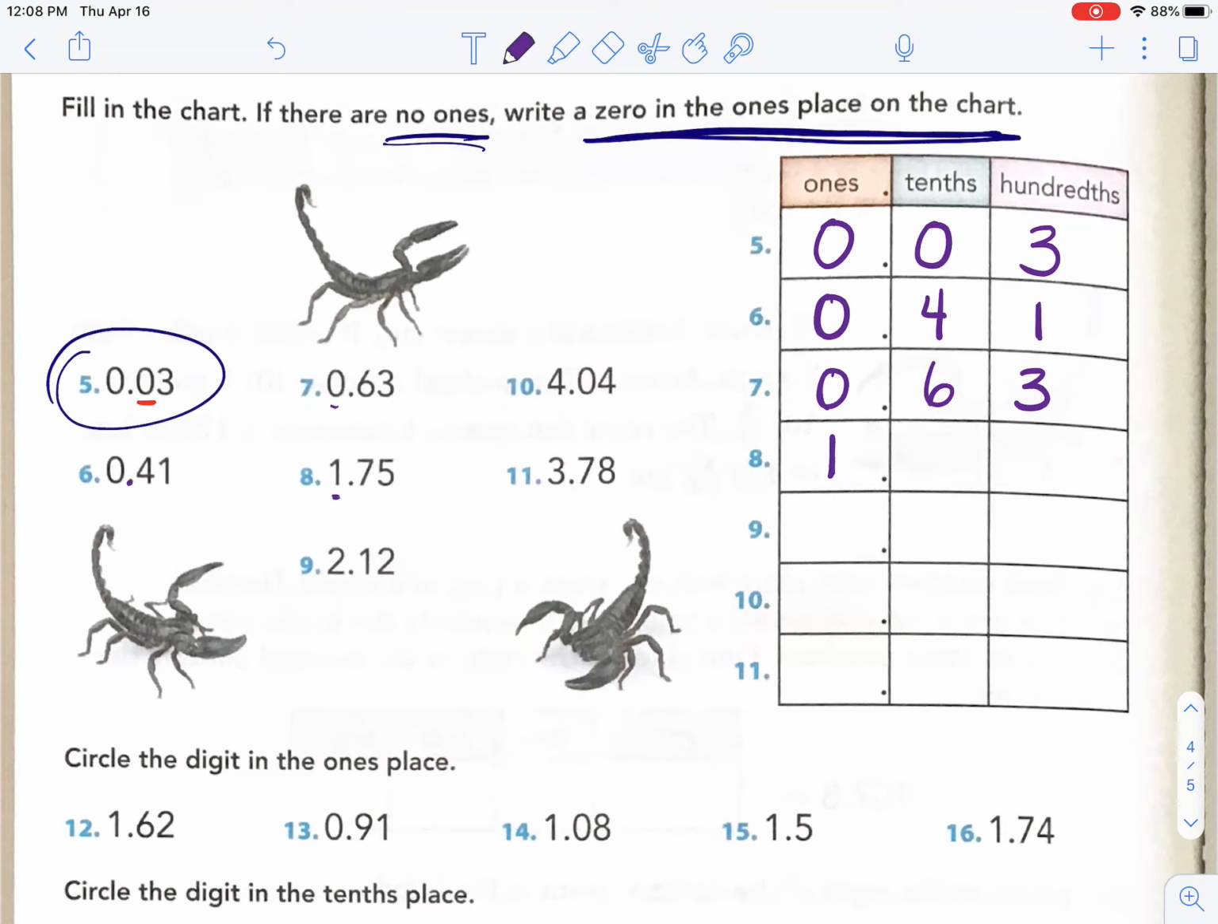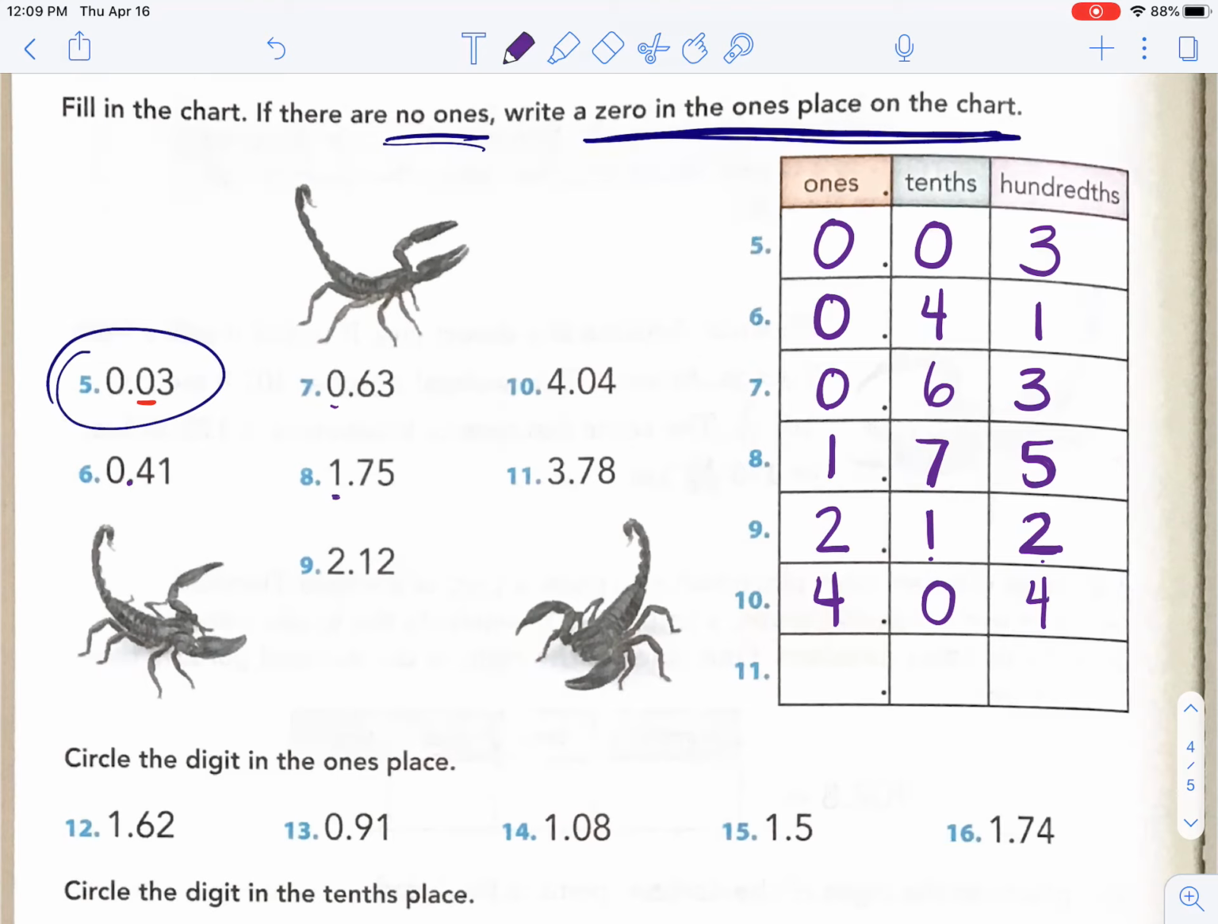Okay, the next one. How many ones do we have? We have 1 whole, 7 tenths, so like 7 dimes, and 5 hundredths. Okay, number 9. 2 whole, 1 tenth, and 2 hundredths. So it'd be like 2 dollar bills, 1 dime, and 2 pennies. Let's look at the next one. Number 10. We have 4 whole, 4 ones, 0 tenths, don't forget to put it in, and 4 hundredths. If I was doing that with dollars, dimes, and pennies, I would have $4, 0 dimes, and 4 pennies.